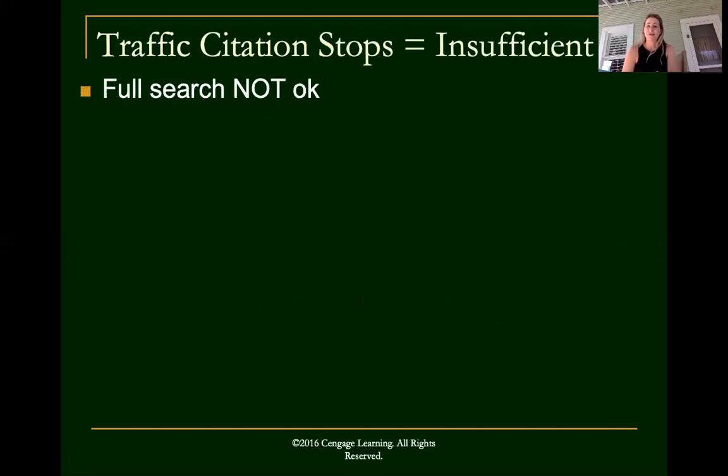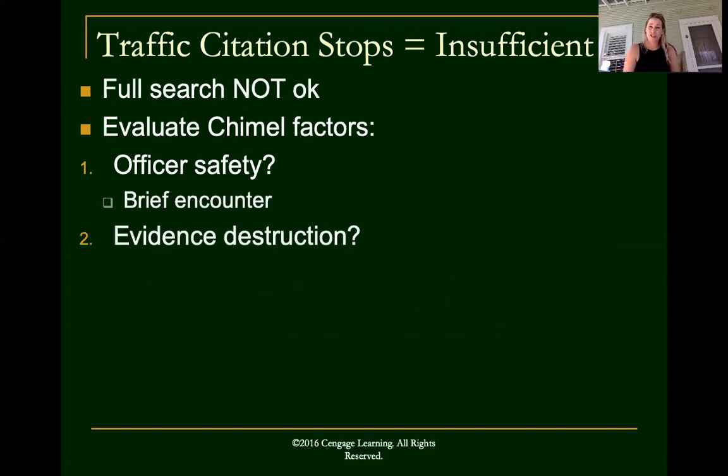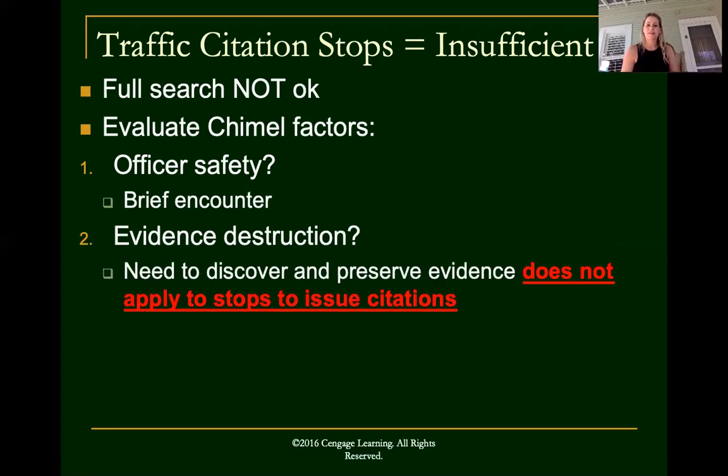So, a full search for a traffic citation stop. If you're speeding, an officer can't search your person because, evaluating the two factors under Chimel, officer safety: well, if you're just getting a speeding ticket, that's a brief encounter with an officer. And evidence destruction: well, they already have the evidence. They clocked you speeding. So what other evidence of speeding could they garner by searching you? The answer is none. So for traffic citation stops, an officer is not justified to do a full search on you.